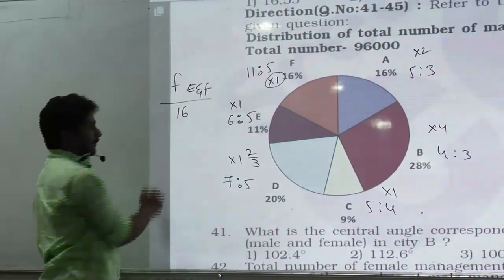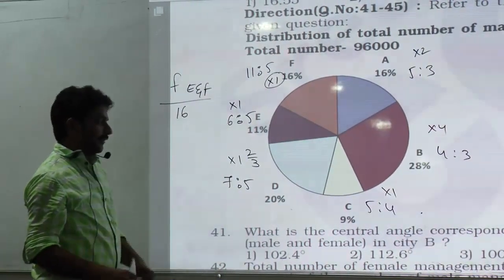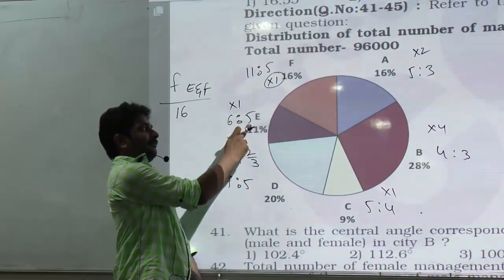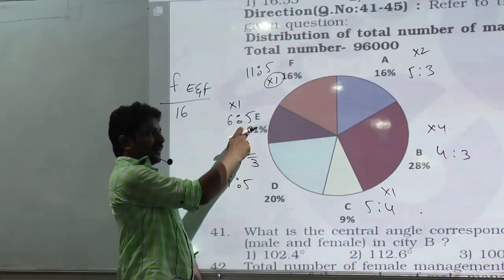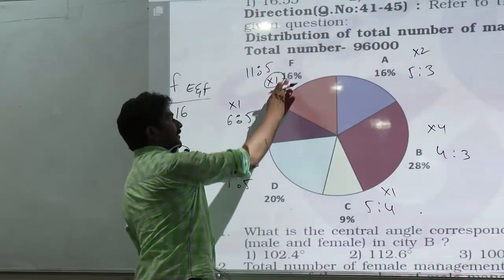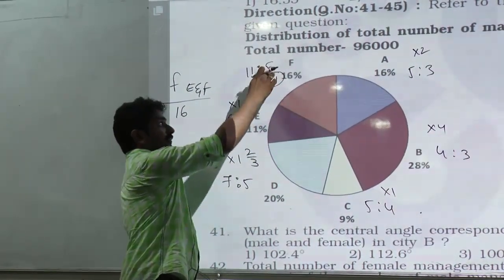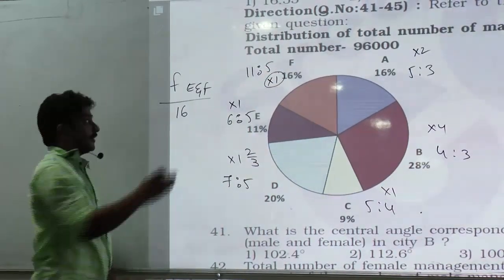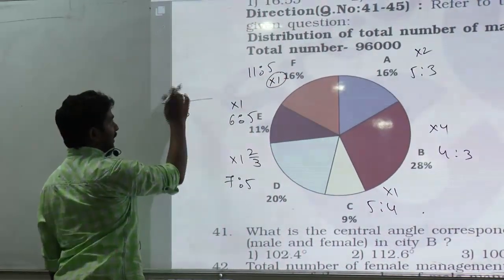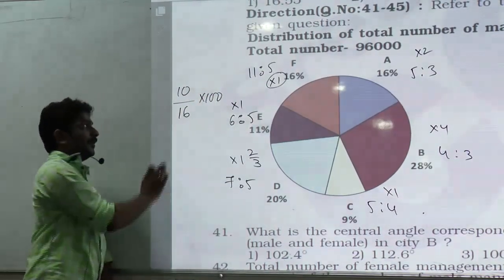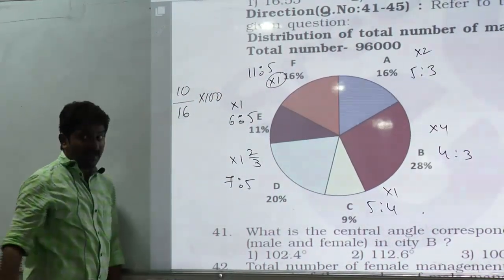That is very clear. And female from E and F. E 11 parts. Female are 5 parts. So which is 5. And F 16 parts. 16 into time 1 time. So 5 parts will be 5%. Total that is 10 percentage, right? So into 100. You can write this number as 5 by 8.